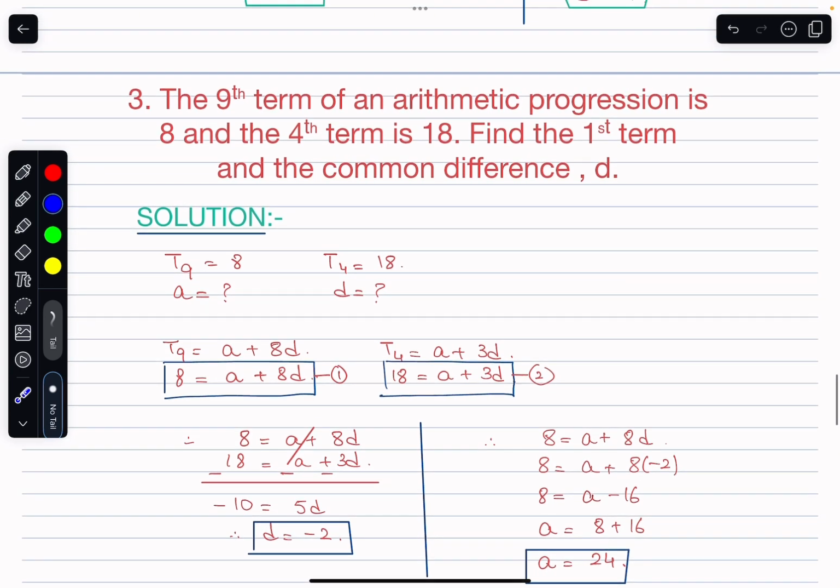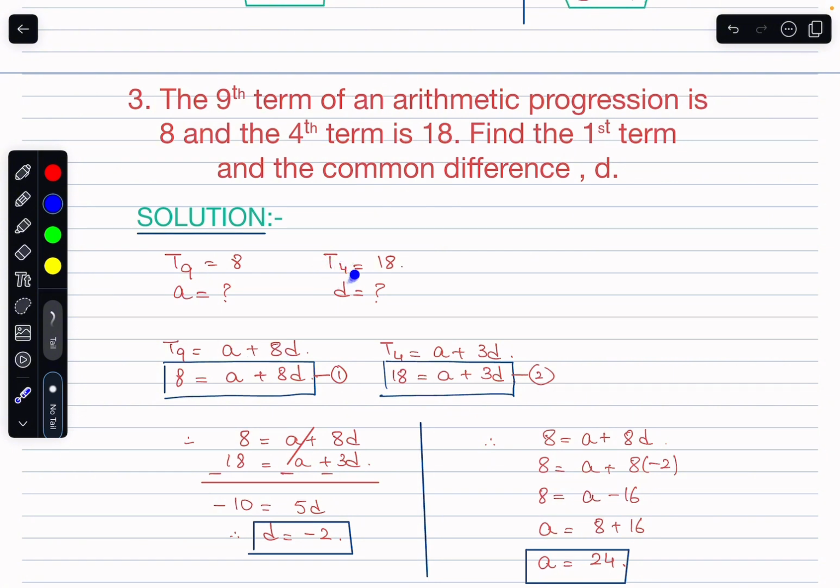The ninth term of an arithmetic progression is 8, so T9 is equal to 8. The fourth term is 18, so T4 equals 18. Find the first term. I need to find A and the common difference D. I have the ninth term, so I can say T9 should be equal to A plus 8D.